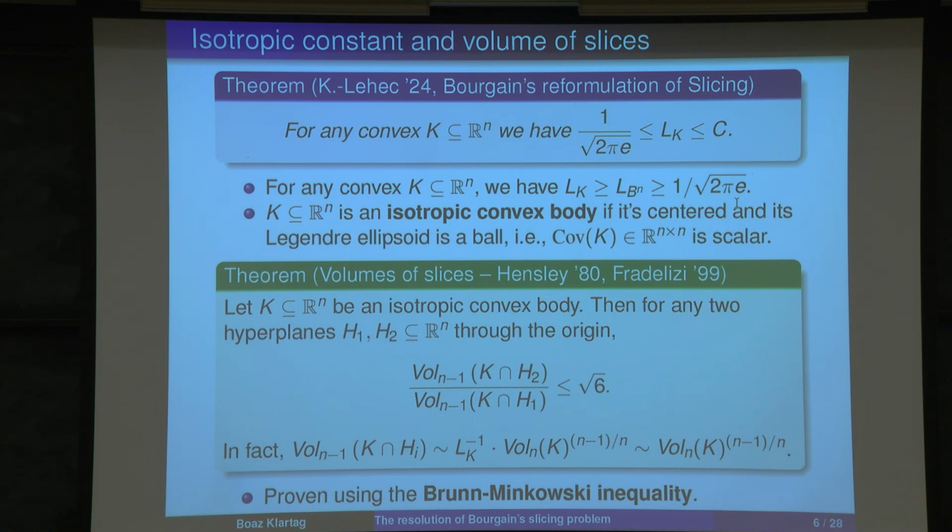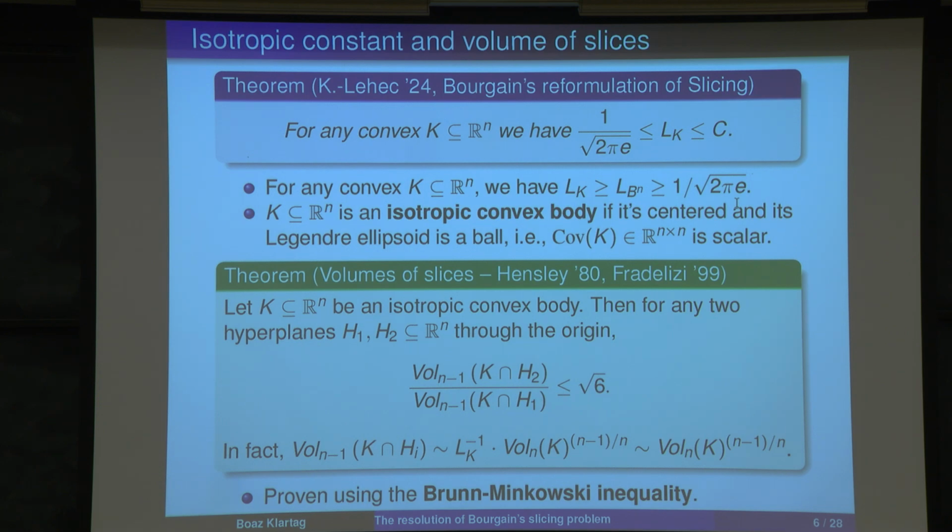Under this normalization, you can have a very clear understanding of hyperplane sections. We'll see that the covariance dictates many things about hyperplane sections. For instance, for any two hyperplanes, this basically goes back to Hensley in the central symmetry case, before Bourgain, who was influenced by Hensley. If you take any hyperplanes H1 and H2 through the origin, through the barycenter, they have comparable volumes.